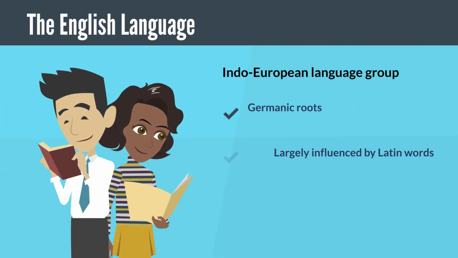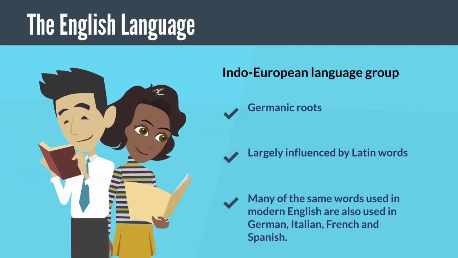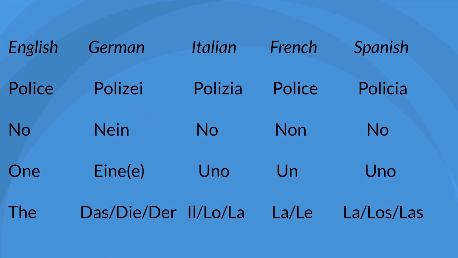Since English is part of the Indo-European language group with Germanic roots and largely influenced by Latin words, many of the same words used in modern English are also used in German, Italian, French, and Spanish. As you can tell by the examples below, there are many similarities between the languages even though they come from different roots. Police, police, polizia, police, politia. No, no, non, no. One, uno, uno. The dos, die, der, il, lo, la, los, los.